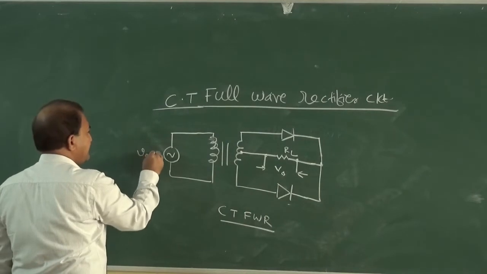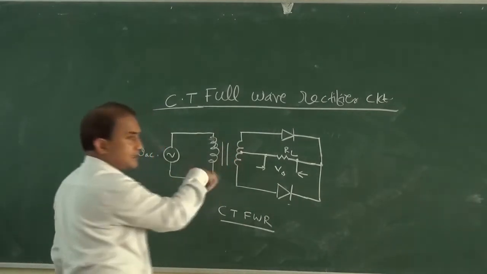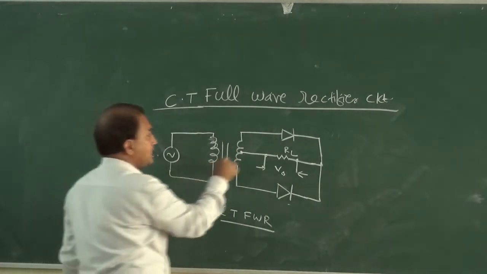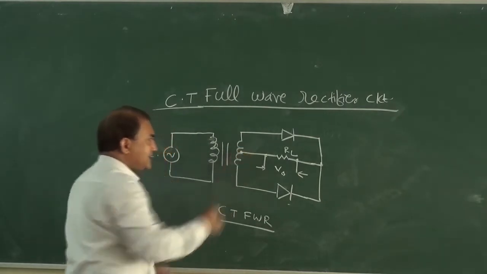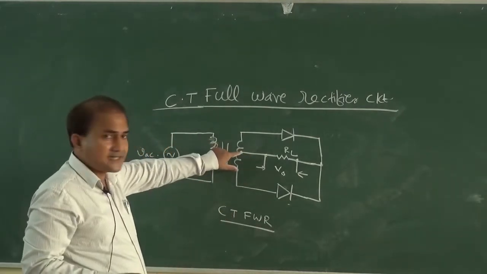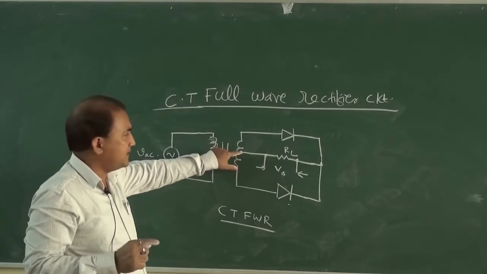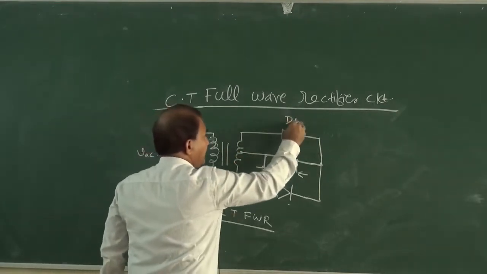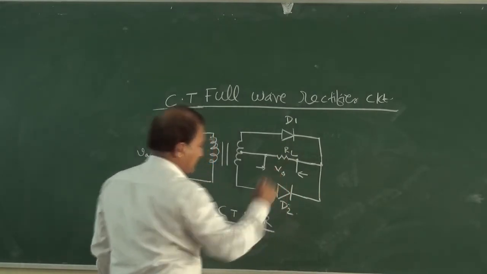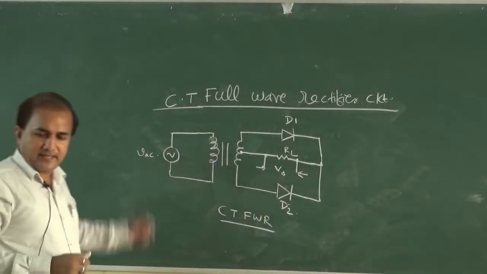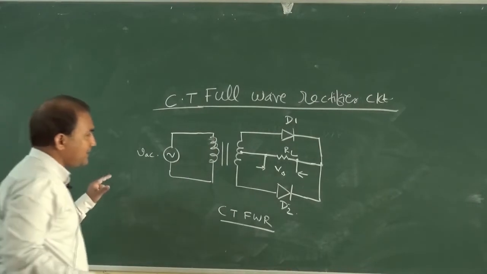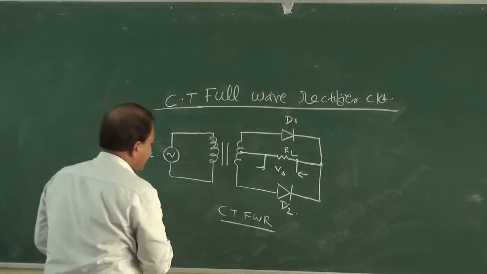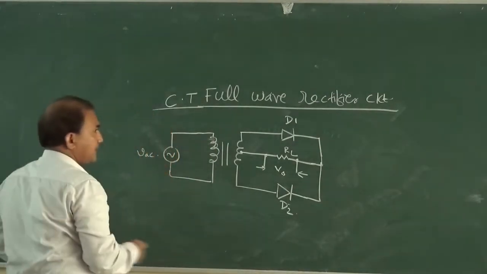See, this is VAC and this is the transformer. This is the center of the secondary of the transformer, and this is the load. This is diode D1 and this is diode D2. Then what is the working principle of this center tap full wave rectifier circuit? Okay, we will see.